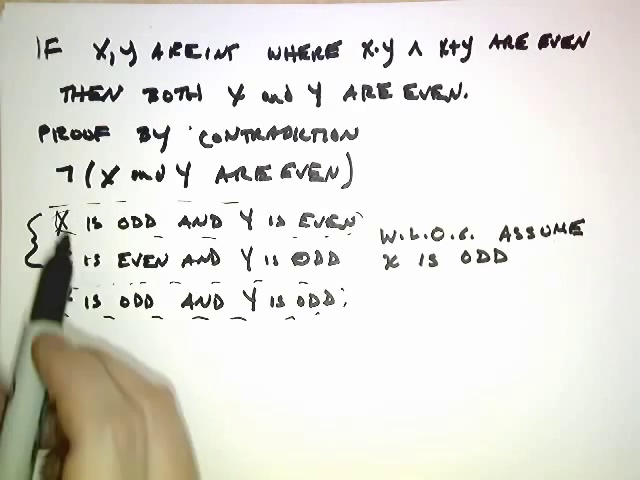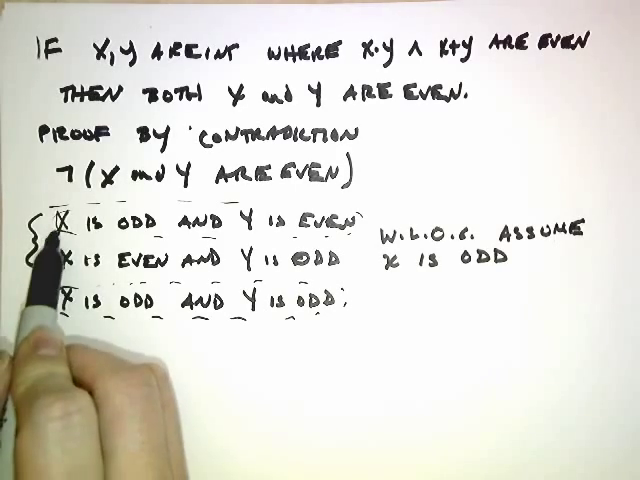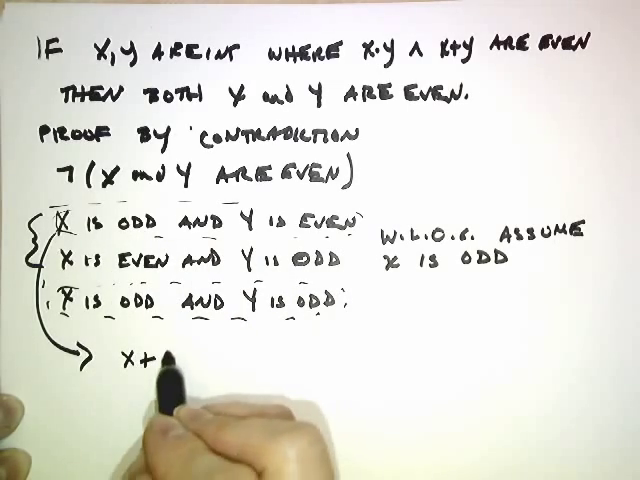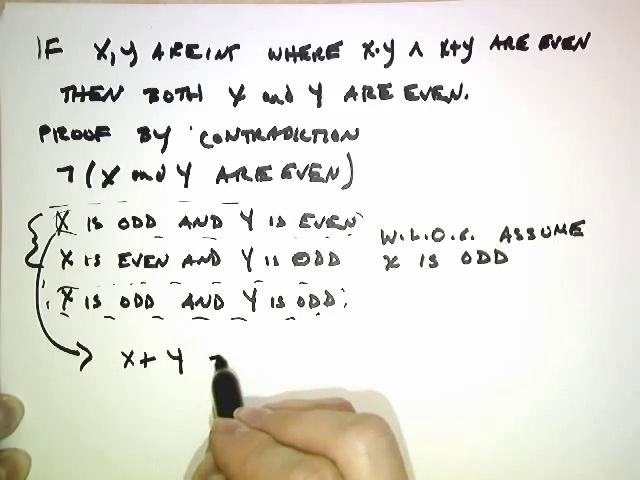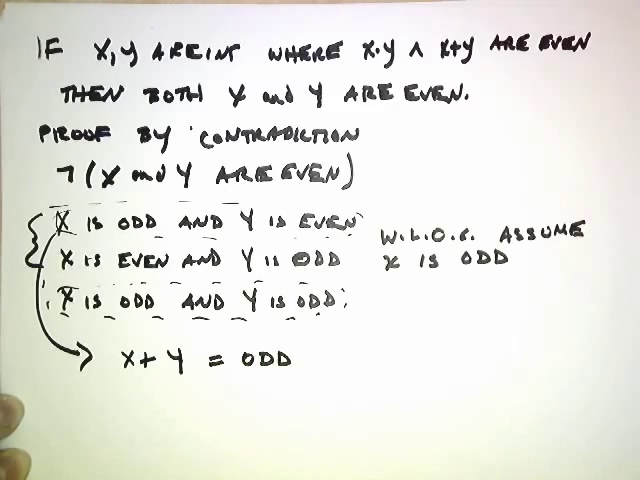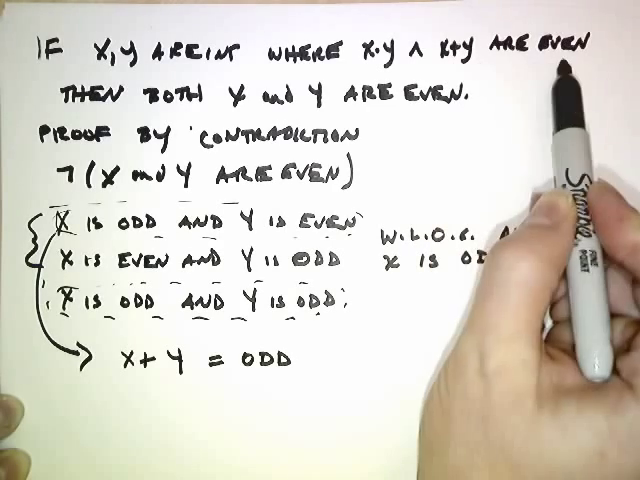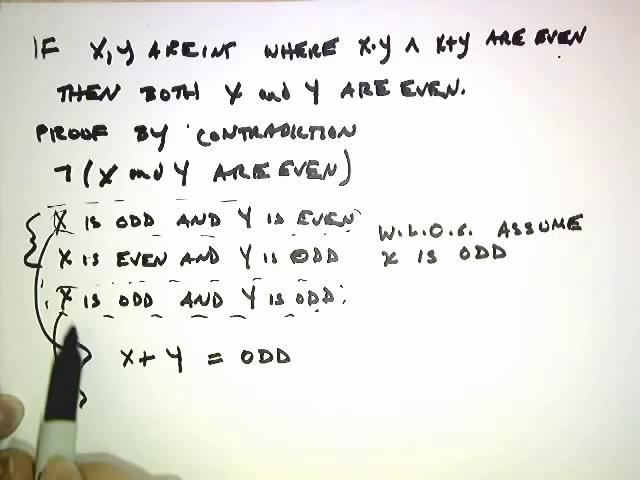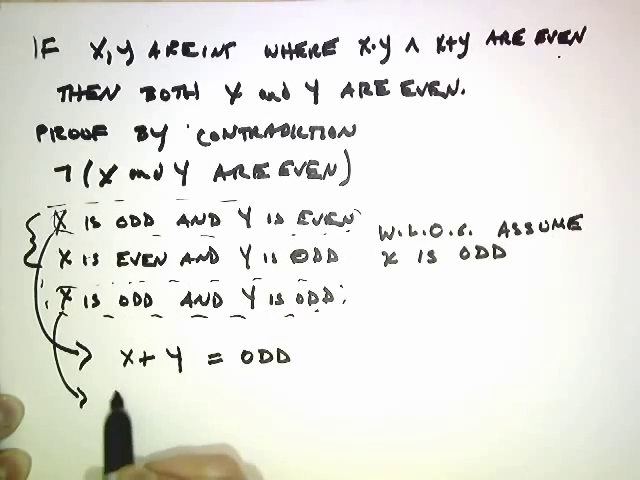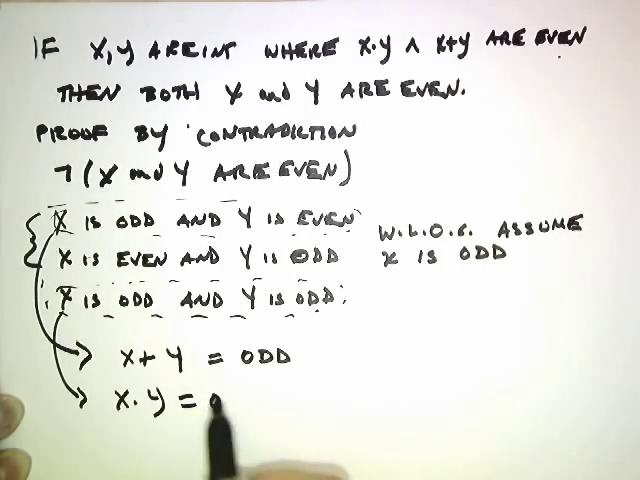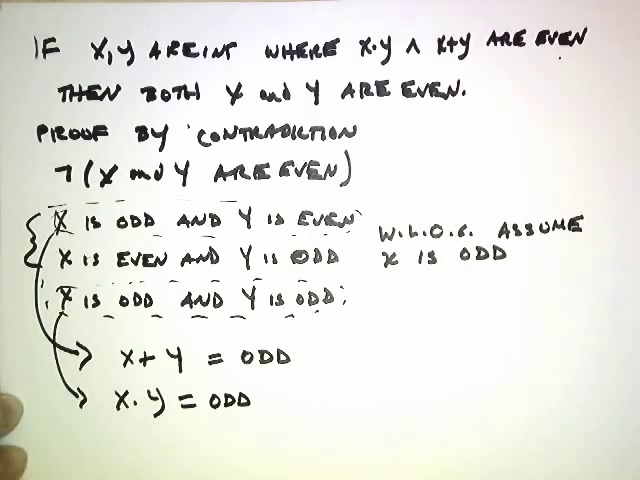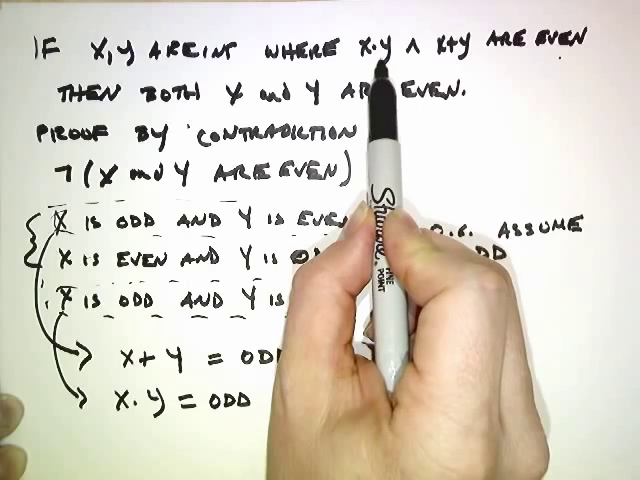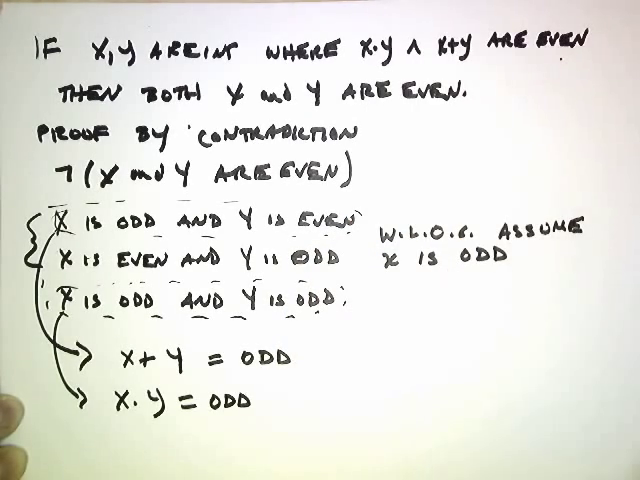Like I said, we have to show that both of these cases lead to a contradiction. So in this case, where x is odd and y is even, we have an odd plus an even. This is going to equal something that's odd. And that contradicts the fact that x plus y is even. That's what we initially assumed. In this case, we have x is odd and y is odd. This implies that x times y is odd. An odd number times an odd number gives you an odd number. Well, if x times y is odd, that contradicts the fact that we assumed that x times y was even.